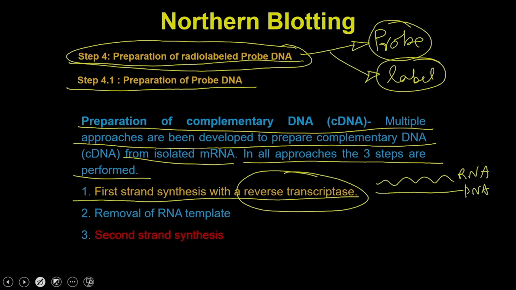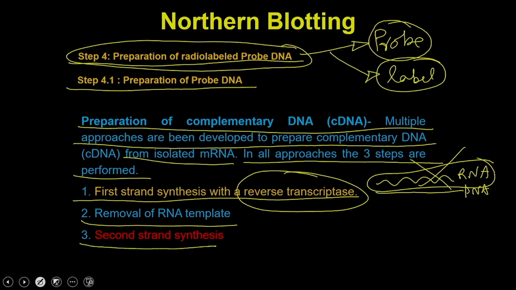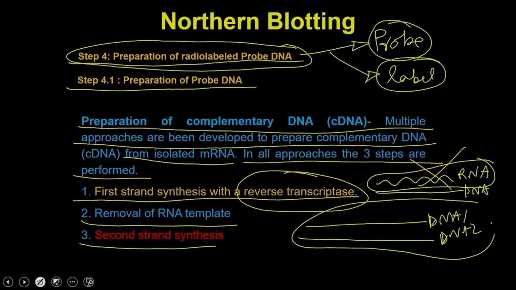Then in the second stage you are going to do some treatment so that this RNA is destroyed by the enzymes, and then you are only going to have the DNA species left. Then you are going to do a second strand synthesis where you are going to take the DNA. So, this is the first copy of DNA, and then you are going to synthesize the second copy of DNA, and that is how your complementary DNA is going to be ready to be used as a probe.